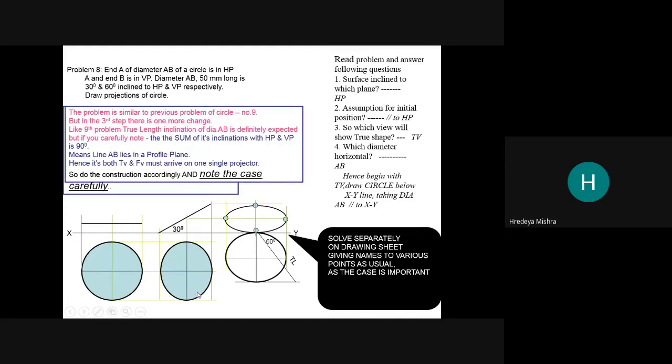Okay, after that what happened? This AB makes a perpendicular. So this is the true length. So what is the true length of the diagonal? We make it here, and according to that we just draw this circle and make the projections, and here we get the final front view and top view.